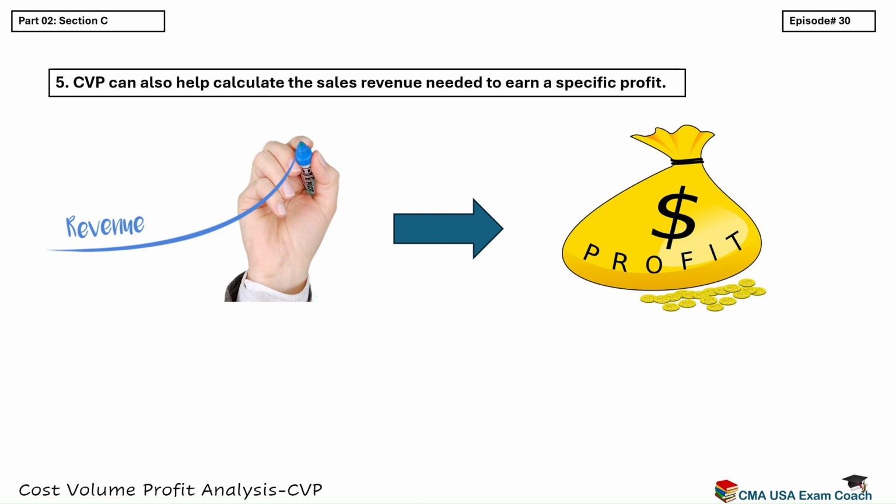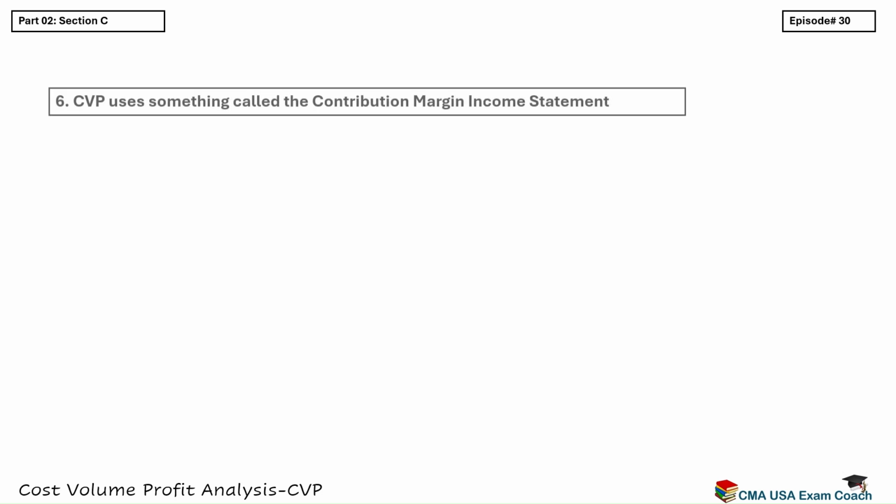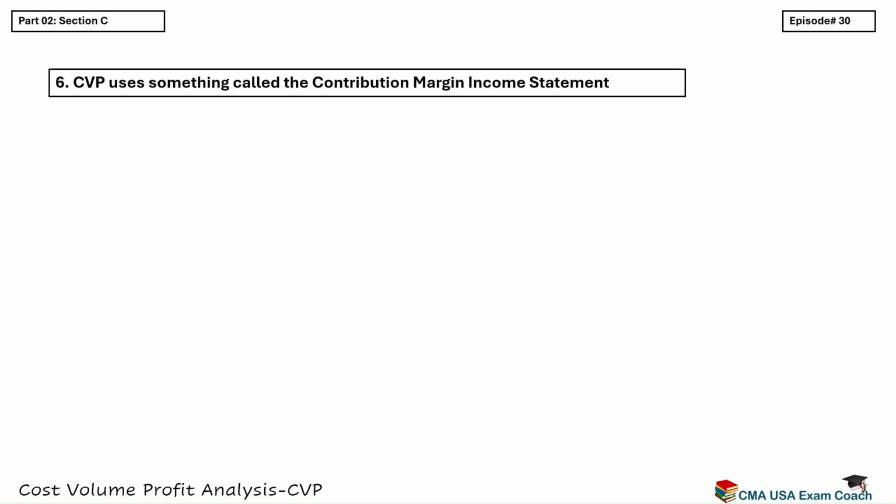Now here's the core of CVP. It shows the relationship between cost, volume, and profit. In other words, how your profit changes when your cost or volume changes. It helps answer questions like, what happens to our profit if we increase the selling price? Or, how will profit be affected if raw material costs go up? This relationship is very important in day-to-day business planning.